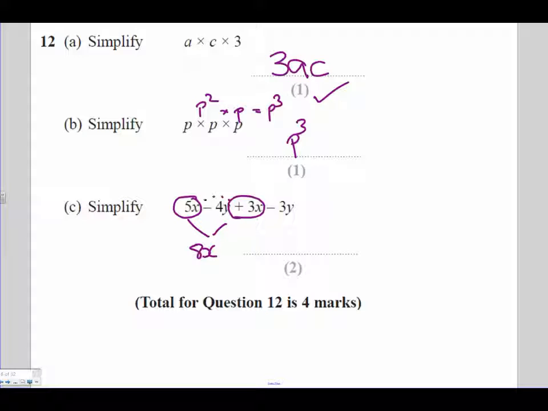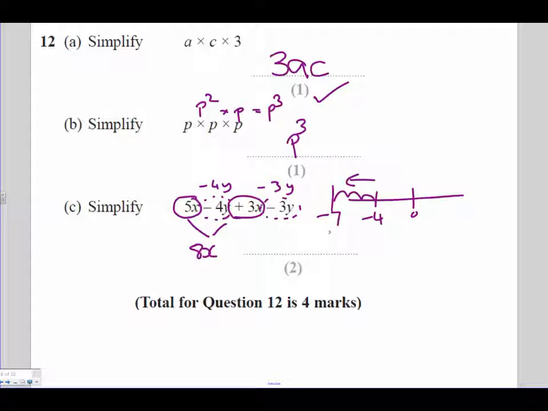Now for the y's, I've got minus 4y, and then I've got to minus another 3y. So if you think of your number line, you're starting at minus 4, and you're going 3 in that direction. So minus 4 minus 3 would give you minus 7. So the outcome of these two is minus 7y. So it's 8x minus 7y. And that's worth 2 marks.